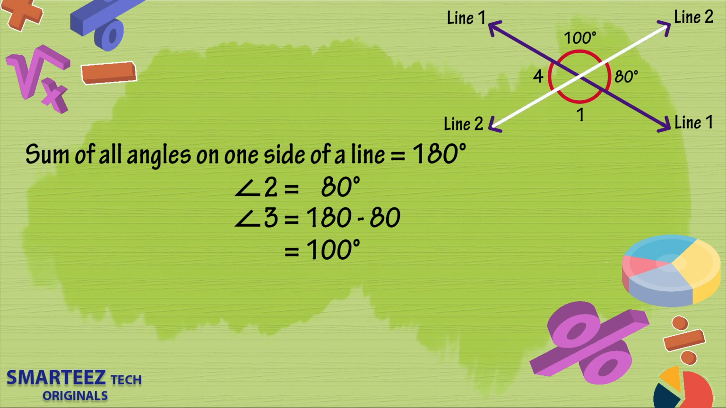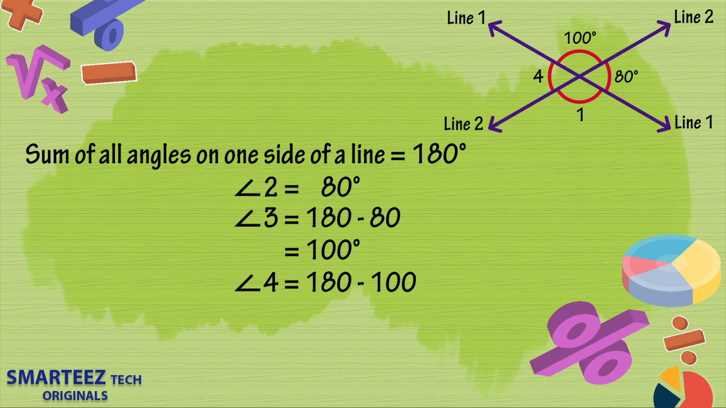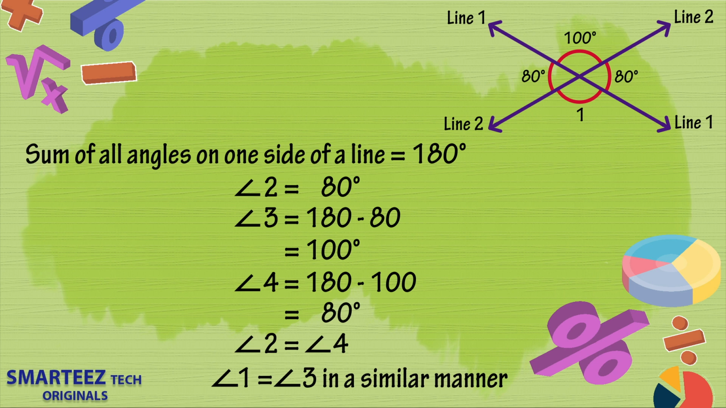On one side of line 2, we find angles 3 and 4. We just calculated angle 3 as 100 degrees. Since angles 3 and 4 are a linear pair, angle 4 equals 180 minus 100, which equals 80 degrees. So we find angle 2 equals angle 4. We can also derive angle 1 equals angle 3 in a similar manner.